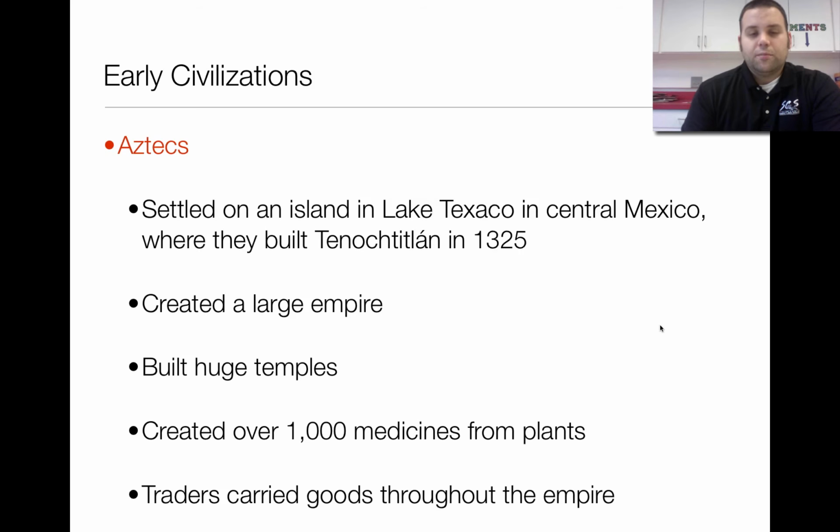Because of the type of civilization they were, they needed these. And then they also were traders that carried goods throughout the empire. So we see this network of trading already established in our area.